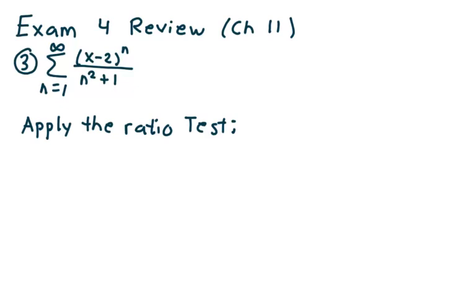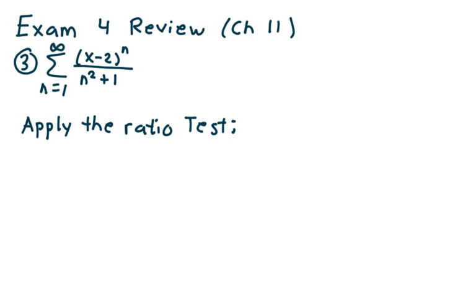This is a video from the Exam 4 review. We're going to take a look at problem 3. Suppose we have the summation from n equals 1 to infinity of (x − 2)^n divided by n squared plus 1. I want to determine the interval and radius of convergence.